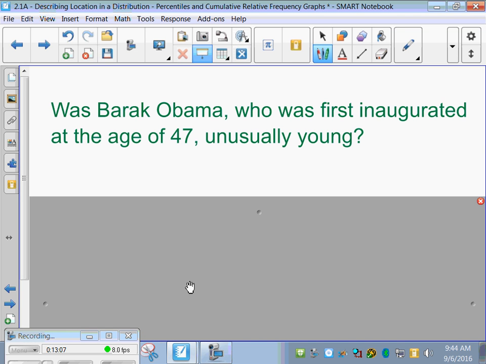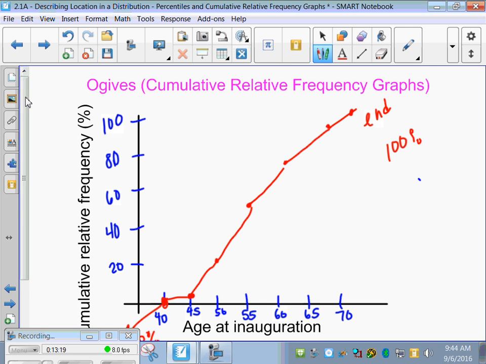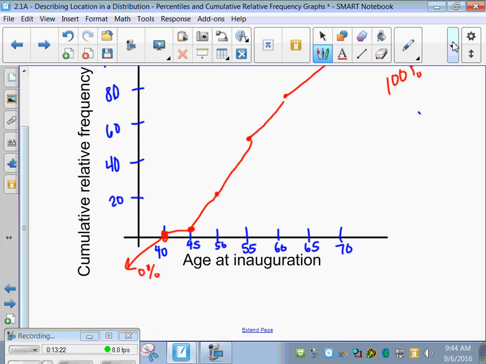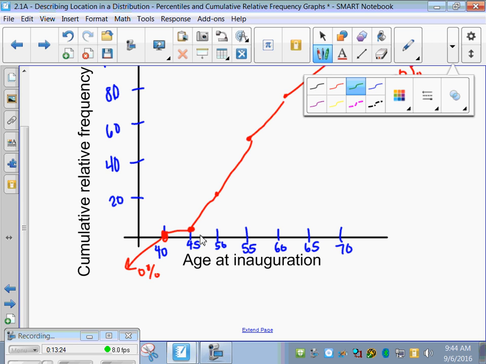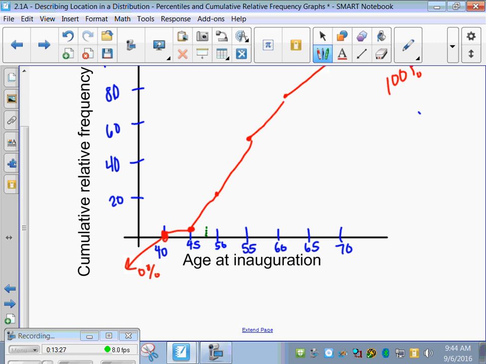Okay, so now we got to use our chart to kind of estimate some things, all right? So was Barack Obama, who was first inaugurated at the age of 47, unusually young? All right, well, let's use our chart. So 47, we want to find 47 on the x-axis. So right here-ish, okay? We want to find where it meets this graph, and then we want to go directly over to the left. And we want to estimate what percentile this is.